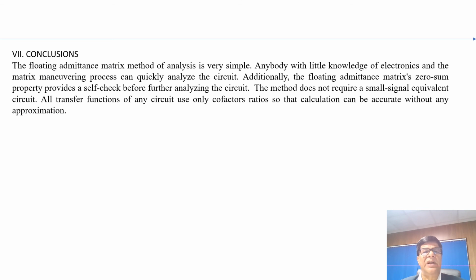Conclusion. The floating admittance matrix method of analysis is very simple. Anybody with a little knowledge of electronics and the matrix manipulation process can quickly analyze the circuit. Additionally, the floating admittance matrix zero-sum property provides a self-check before further analyzing the circuit. The method does not require a small signal equivalent circuit. All transfer functions of any circuit use only cofactors and ratios, so that calculations can be accurate without any approximation.